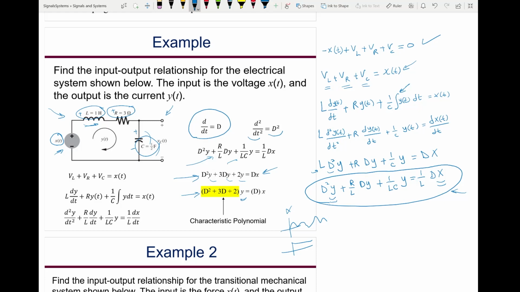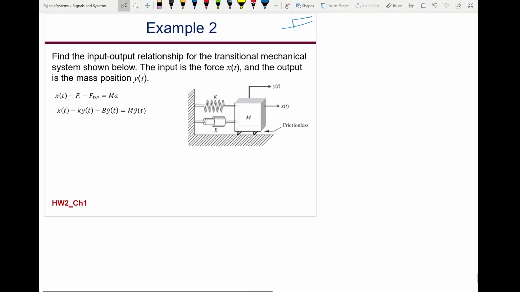Let's now do the same thing for a mechanical system. So you have this simple mechanical system, and I want to find a differential equation, a mathematical equation, that relates the output. I chose y of t, my output, as a displacement, and my input x of t as the force. And this is a frictionless surface. Since the displacement is in this direction, there are 3 forces acting on this mass. One is x of t pulling it this way, and the other forces are the spring pulling it this way, and the dash pot pulling it this way.